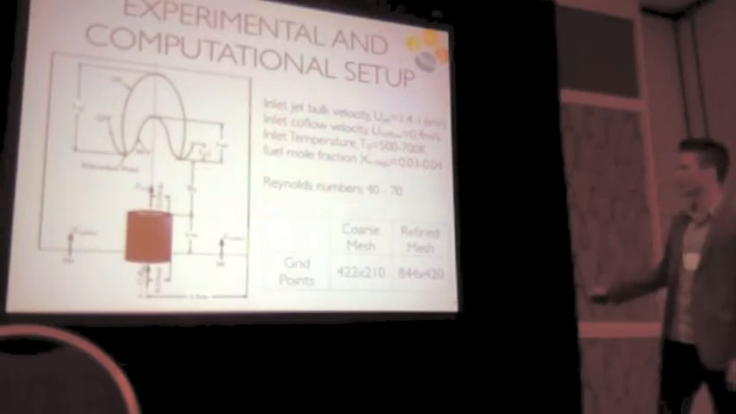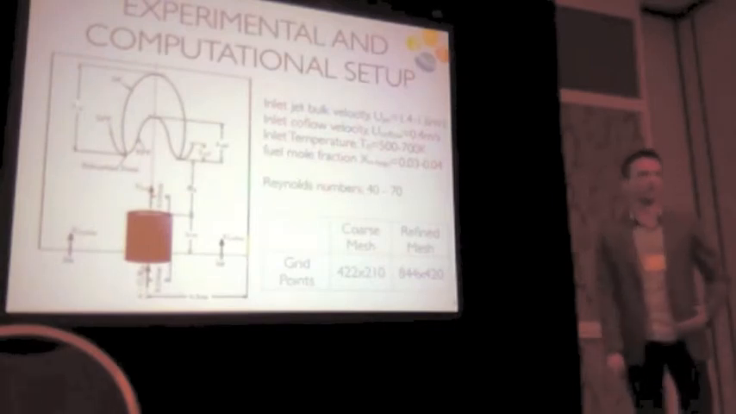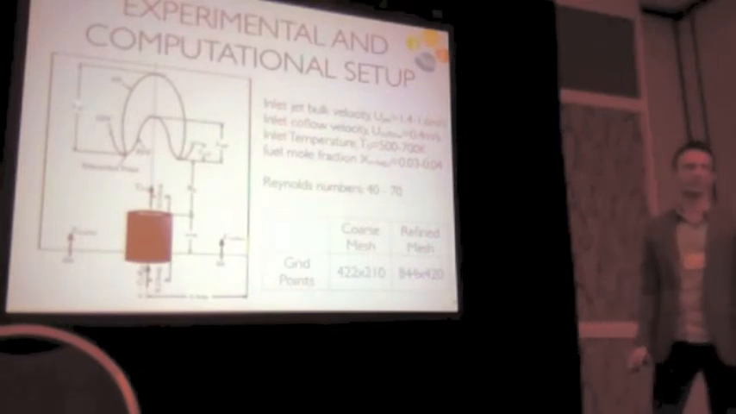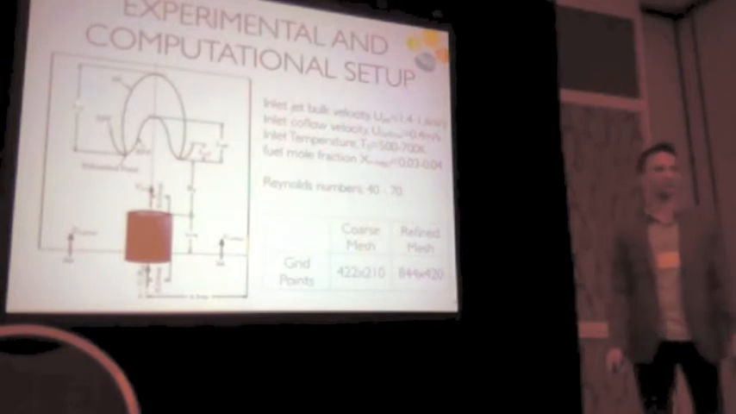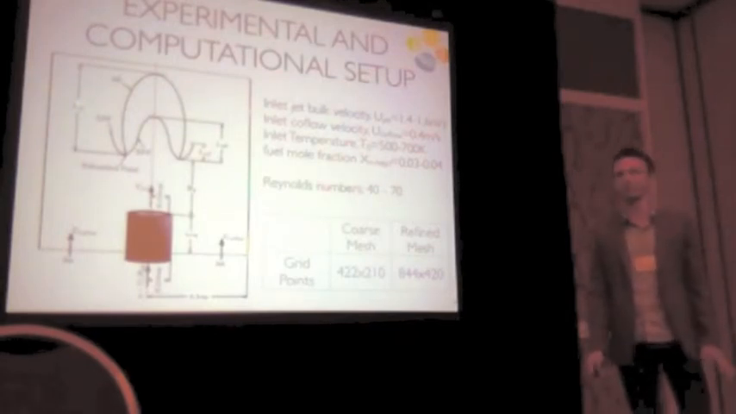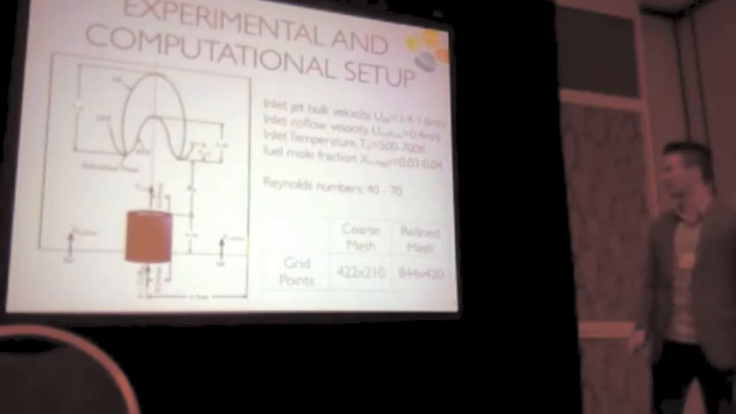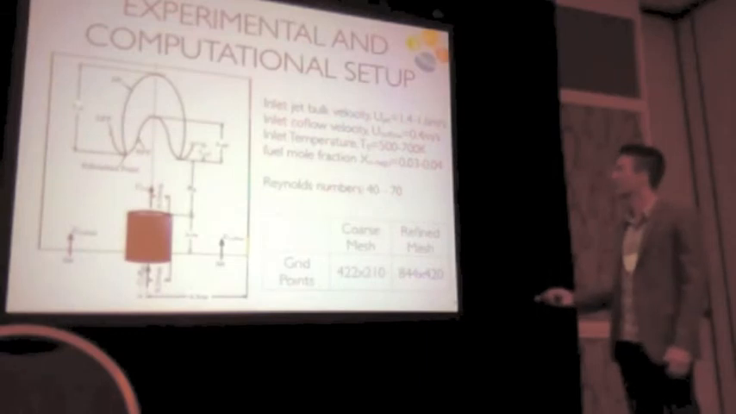So we are using two meshes. One is coarse, one is refined. The coarse mesh is used to reach the steady solution. It takes around 6 to 12,000 CPU hours, depending on the case. And then if the solution is steady but not smooth enough, we restart with a refined mesh with double the number of grid points, for an additional 3,000 CPU hours.